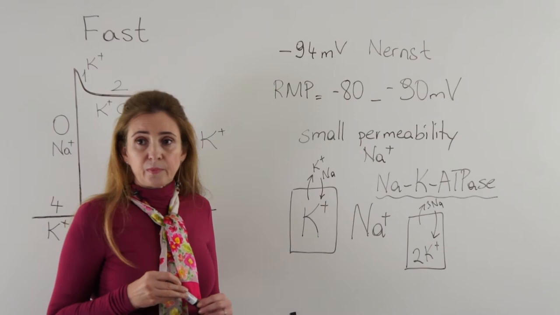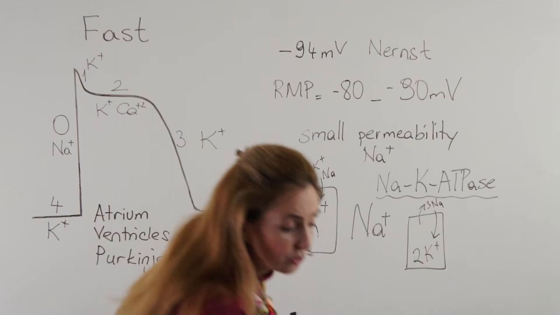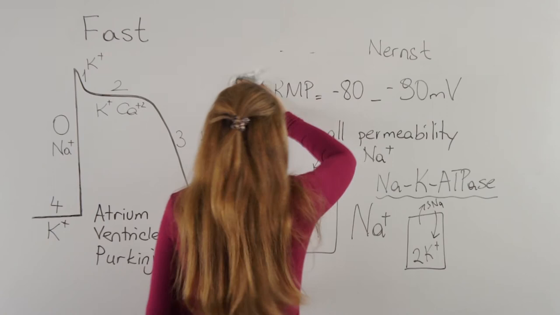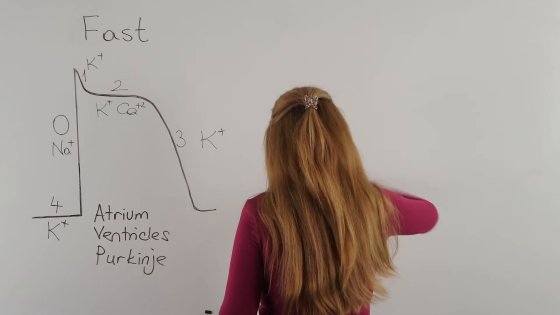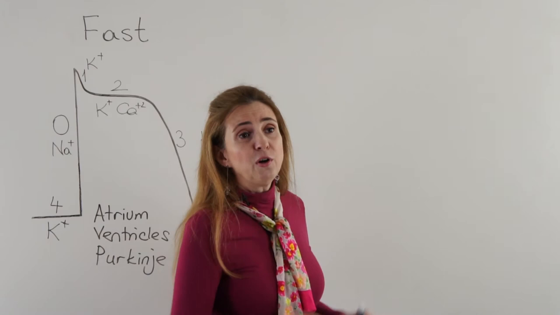So, this is all about the resting membrane potential, or phase four of the fast action potential. Now let us move on to phase zero of the fast action potential. Phase zero of the fast action potential is very similar to the depolarization phase of the action potential in the nerve cells.